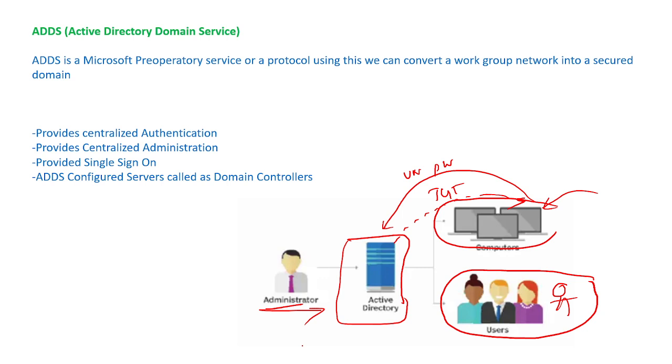Or if you want to disable the USB pen drive, just go to the Active Directory domain controller, go to group policy, go to that particular value, create a policy and apply. So that is called centralized administration. Here you are not logging into each and every computer, you are logging into just the domain controller to do the administration. That is called centralized administration.